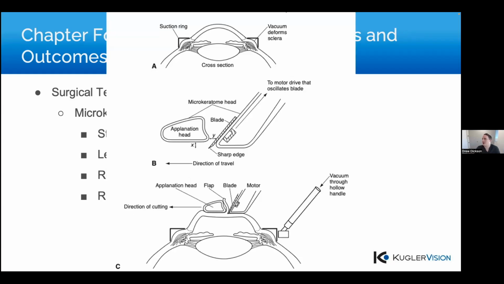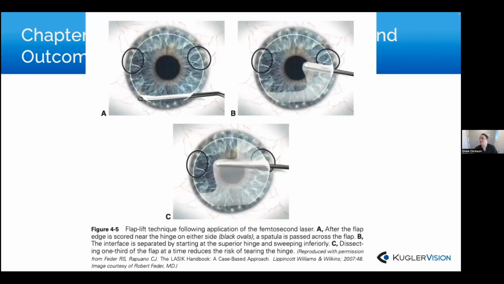So this is a diagram just of how the microkeratomes work. Again, there's usually suction to try to steady the cornea, and then it's set at a preset depth, creating that flap. Again, I don't have any personal experience using these, but they are still out there and worked very well. Just the advent of femtosecond laser tended to be more precise and less complications. So this is an example of technique for lifting a flap with LASIK. So many surgeons will mark the cornea with these little black rings you see to help realign the flap once you're laying the flap back.